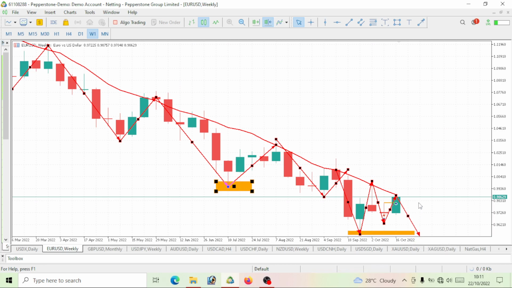So notice the monthly time frame. We are on a bearish move, right? This weekly time frame, we are also expecting a bearish move. So this week that we are predicting for, I can assure you that this week we actually close bearish.